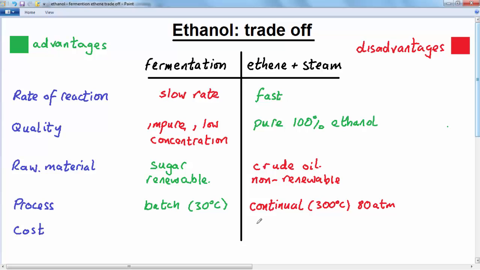However, also in the case of the ethene steam production, you have extremely expensive equipment, whereas in the case of fermentation we have cheaper equipment.